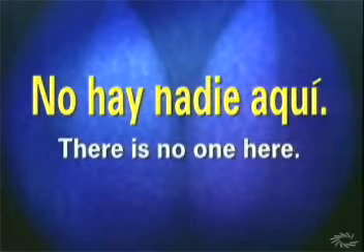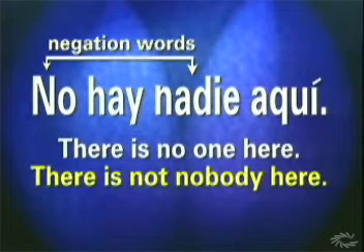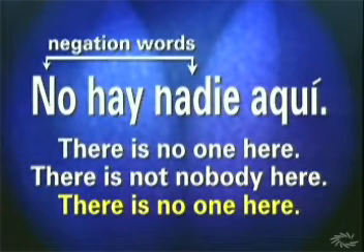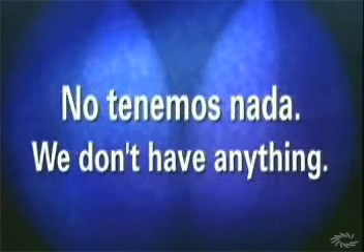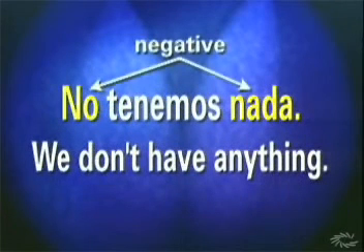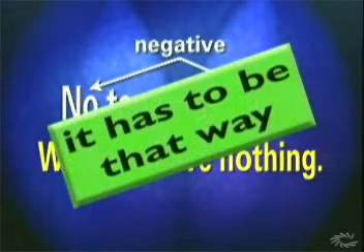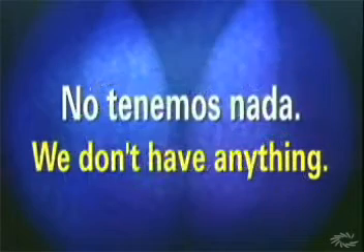In the sentence, no hay nadie aquí, no and nadie are both negation words, so the sentence literally translates to, there's not nobody here. Just get used to the construction and translate it as, there's nobody here. It works the same way in the sentence, no tenemos nada. The word no and nada are both negative. The sentence translates literally to, we don't have nothing. But remember, in Spanish, it has to be that way. Translate this sentence as, we don't have anything. Well, there just ain't nothing you people don't know.